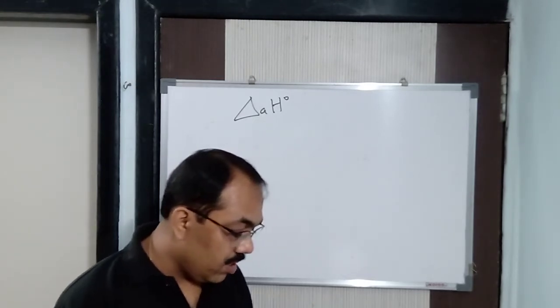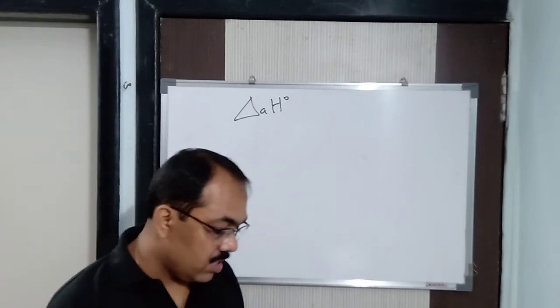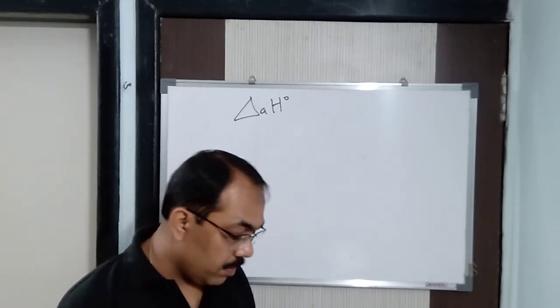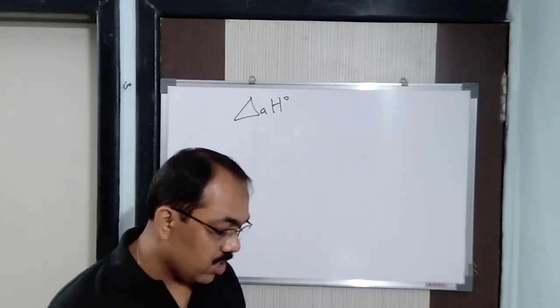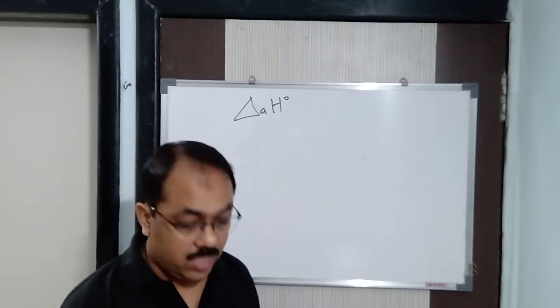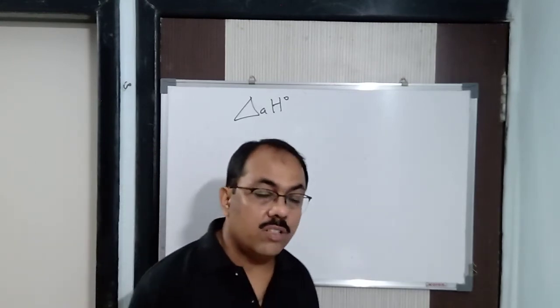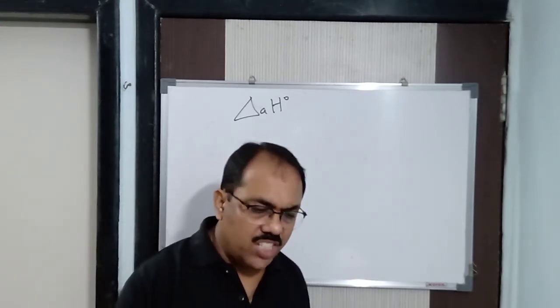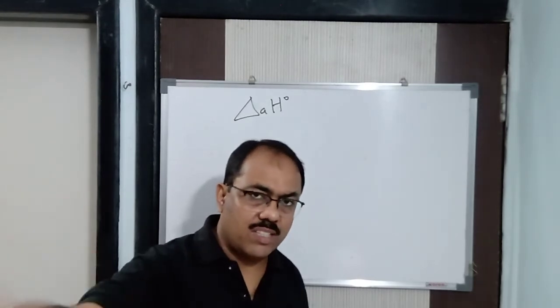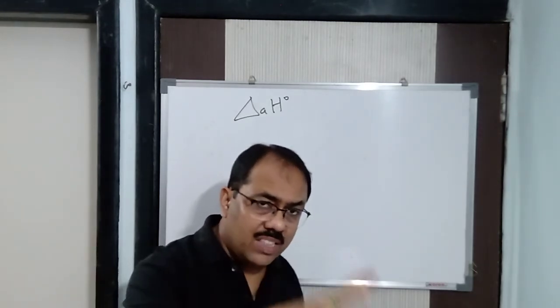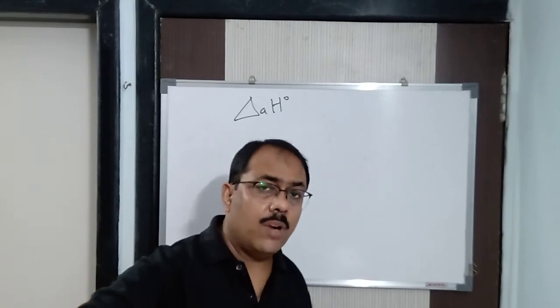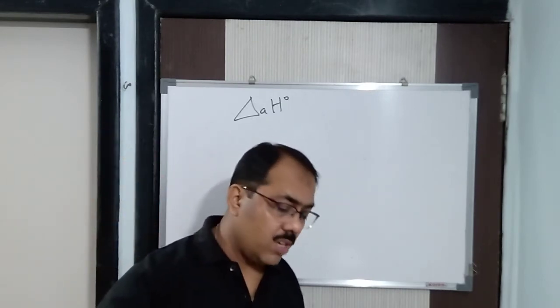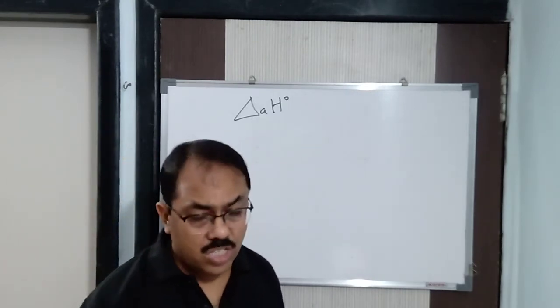Next is enthalpy of hydrogenation, the amount of heat energy that is involved when 1 mole of an unsaturated organic compound is completely hydrogenated is known as enthalpy of hydrogenation. For example, C2H4 plus H2 gives C2H6. So when 1 mole of ethene is hydrogenated, the amount of energy which is evolved or absorbed is known as enthalpy of hydrogenation.